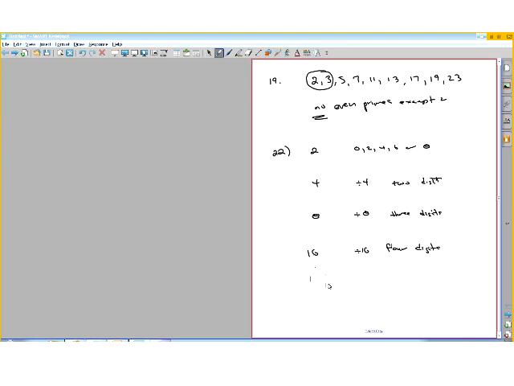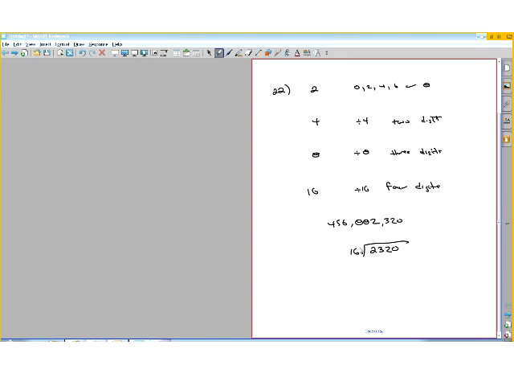So when we look at our number for problem number 22, 456,882,320, all we have to do is look at 2320. We have to divide that by 16. So let's do it. Rather than using our calculator, let's do it the long way.